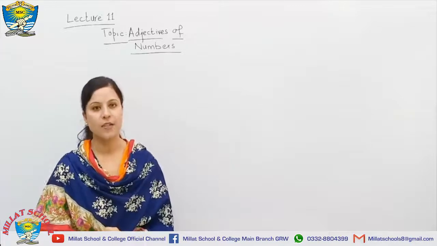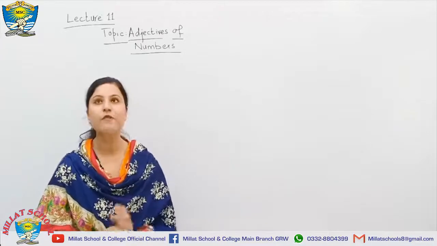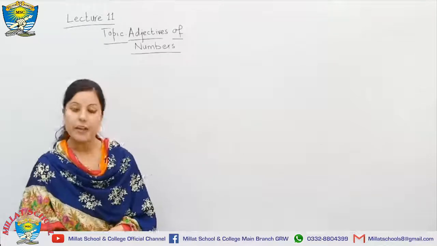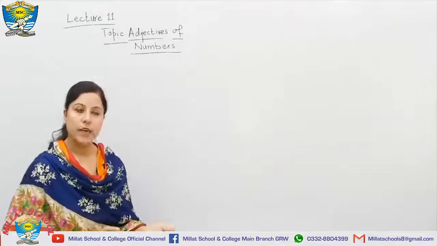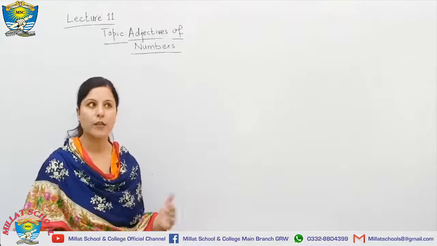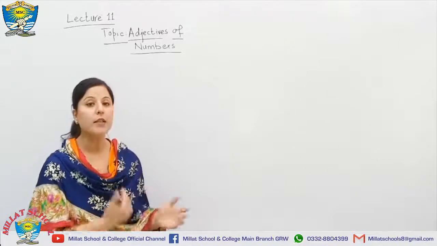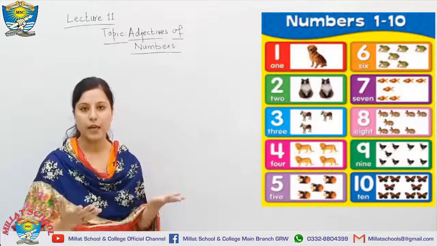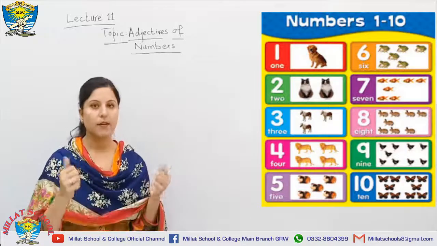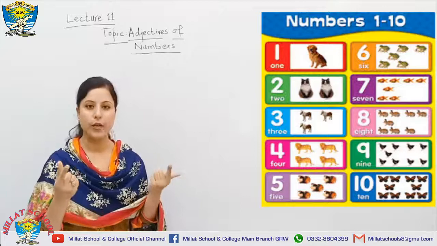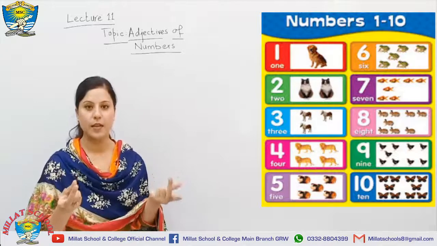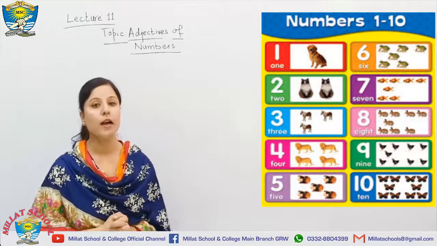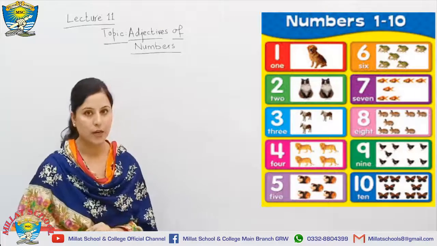So I have started my lecture also with the fine numbers. So let's begin the lecture. Adjectives of numbers. Adjectives, we all know what adjectives are. And what are the numbers? Numbers, counting from 1 to 10: 1, 2, 3, 4, 5, 6, 7, 8, 9 and 10. These are all kinds of numbers. We all know very well about it.